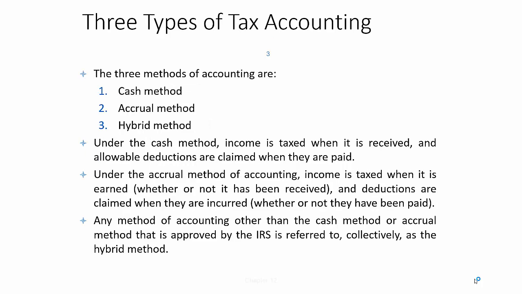There are different methods of accounting, right? Cash method, accrual method, hybrid. This is really important when it comes to small businesses, because once you identify yourself with one particular method, you tend to want to hold on to that. In particular, the most common approach is the cash method, where income is taxed when it's received and deductions are claimed when they are paid.